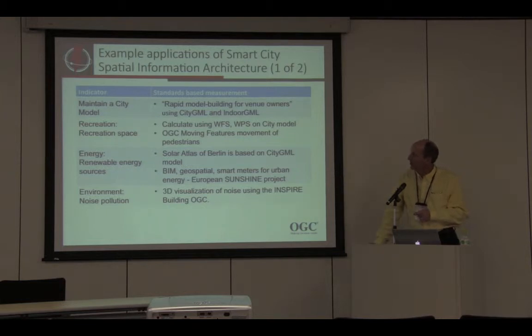Next indicator was the renewable energy sources. You may be familiar with the Solar Atlas of Berlin. The City of Berlin has a big CityGML model. They applied that to a solar atlas. They're able to predict what are the available rooftops that can be used for renewable energy.